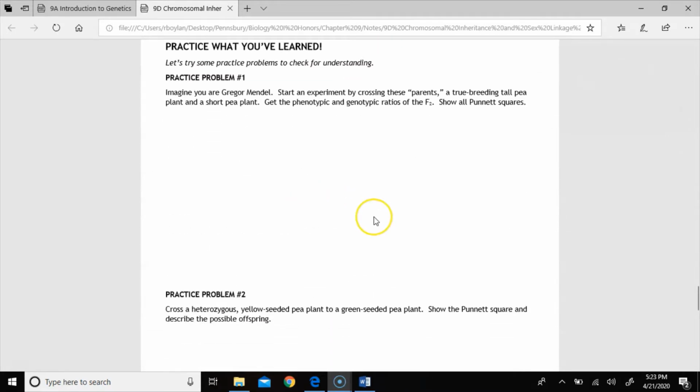So here we go. Number 1 says, imagine you are Gregor Mendel. Start an experiment by crossing these parents, a true breeding tall pea plant and a short pea plant. Get the phenotypic and genotypic ratios of the F2. Show all Punnett squares. All right, here we go.